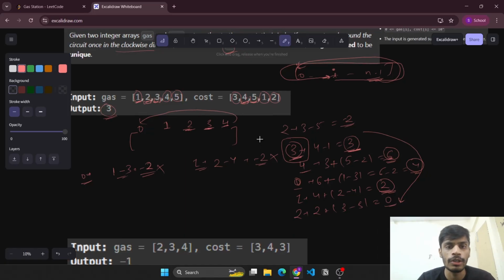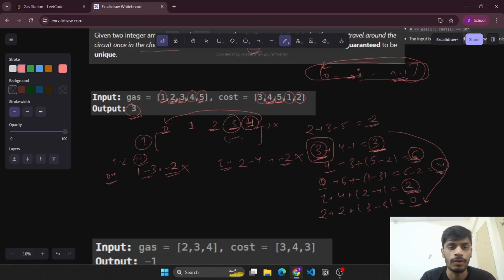Let's say if we wanted to start from the 4th index, then as you can see that may also be possible, because for example here we have 5 minus 2, so we'll have 3 extra gas. Then when we reach here it means give two gas back, so we'll have one gas remaining, and then if we reach this, it will be 1 minus 2, which will be minus 1. So we will see that starting at 4 is also not possible. Hence the only solution here is the index 3. So this is what the output here was.